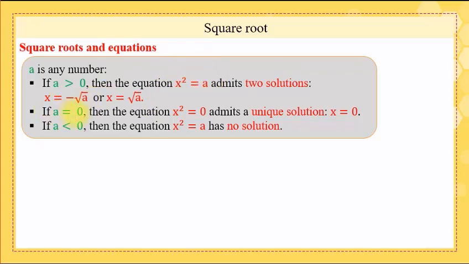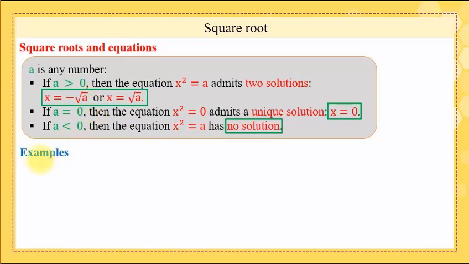But if a equals 0, then the equation x power 2 equals 0 admits a unique solution, x equals 0. This means that we have only one solution. If a is negative, less than 0, then the equation x power 2 equals a has no solution. Why? Because a squared number cannot be equal to a negative number. Therefore, it is impossible to find a squared number equal to a negative number.